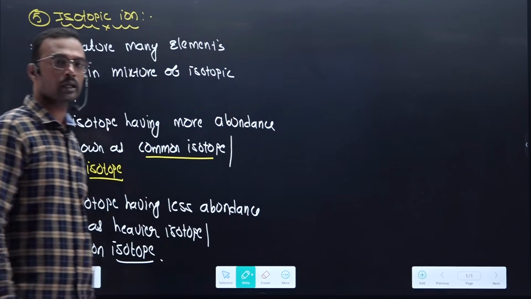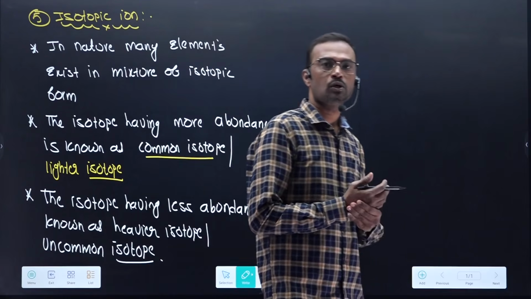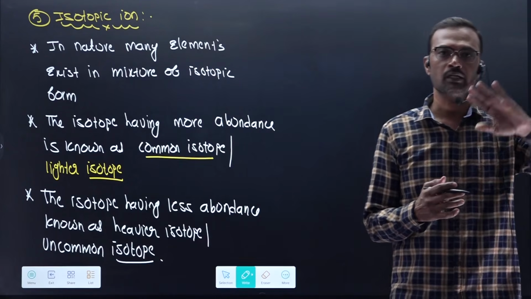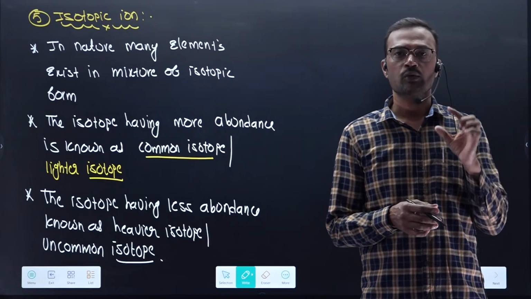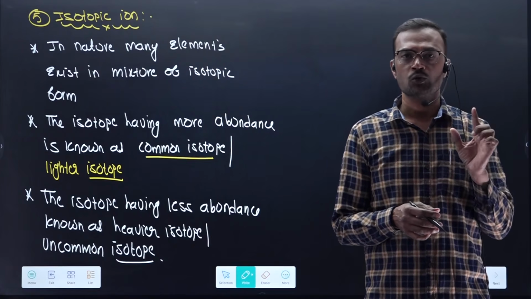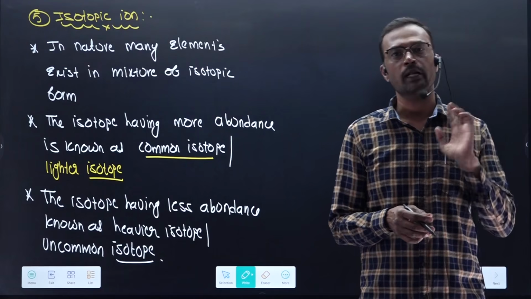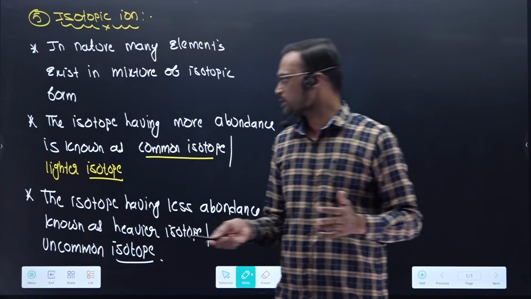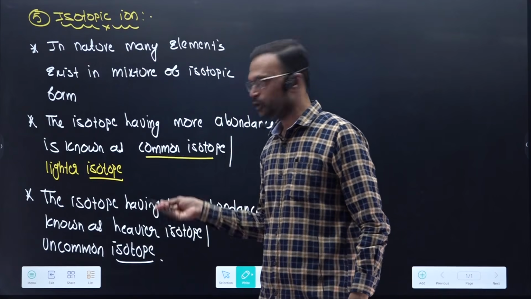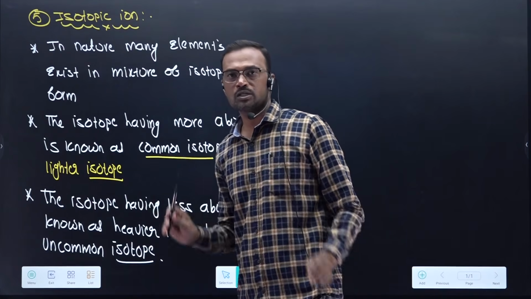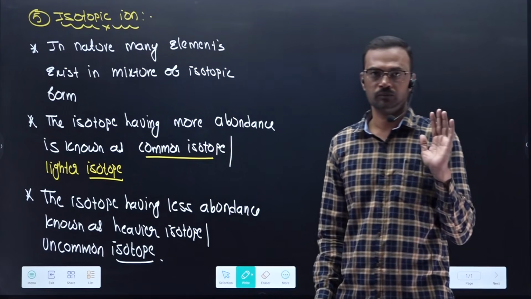Suppose you want to calculate the m/z value of any element present in any compound or molecule. We need to consider only the lighter isotope, not the heavier one. While calculating the m/z value of any element, consider the lighter or common isotope only. Don't consider the heavier isotope, because heavier isotope extraction is very poor.